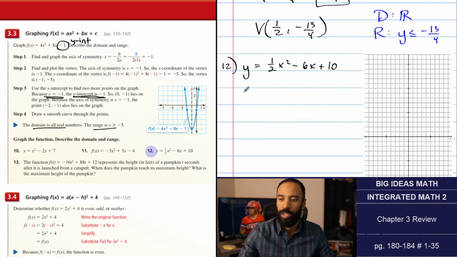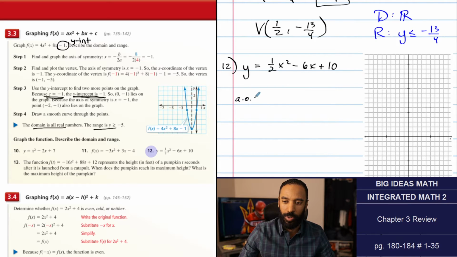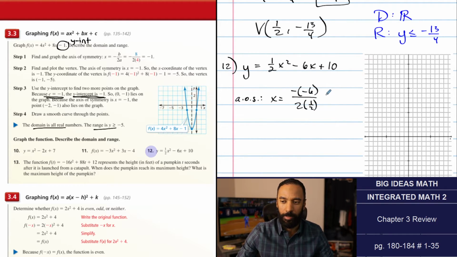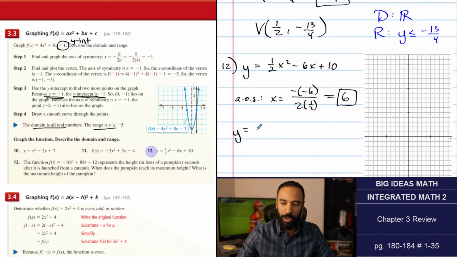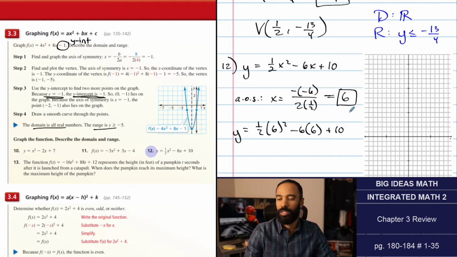Let's check it out. The vertex axis of symmetry is at x equals negative b over 2a. 2 times 1/2 is 1. Opposite of negative 6 is positive 6. Bunch of things that are canceling themselves out. That's the x value for the axis of symmetry. Clean. The y value for the axis of symmetry is found by plugging 6 into here. I think this will be fine regarding fractions. 1/2 times 6 squared minus 6 times 6 plus 10.